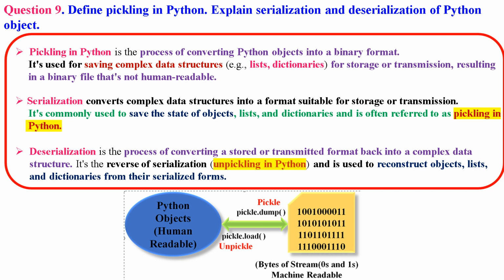Deserialization is the process of converting a stored or transmitted format back into a complex data structure. It's the reverse of serialization, called unpickling in Python, and is used to reconstruct objects, lists, and dictionaries from their serialized forms.